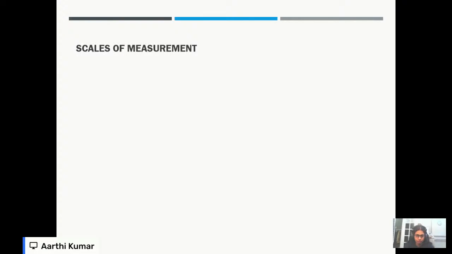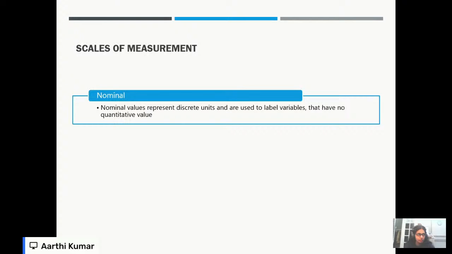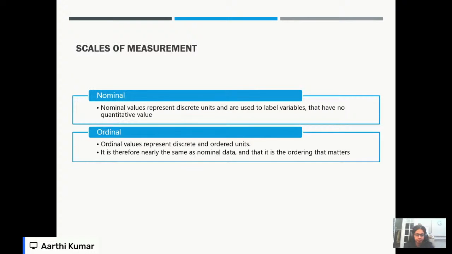Scales of measurement. Nominal scale. Nominal values represent discrete units and are used to label variables that have no quantitative value. For example, gender can be measured on a nominal scale. Ordinal data is an extension of nominal data, except in this case, you will have an ordered value. So it is nearly the same as nominal data, but the ordering is important in this.